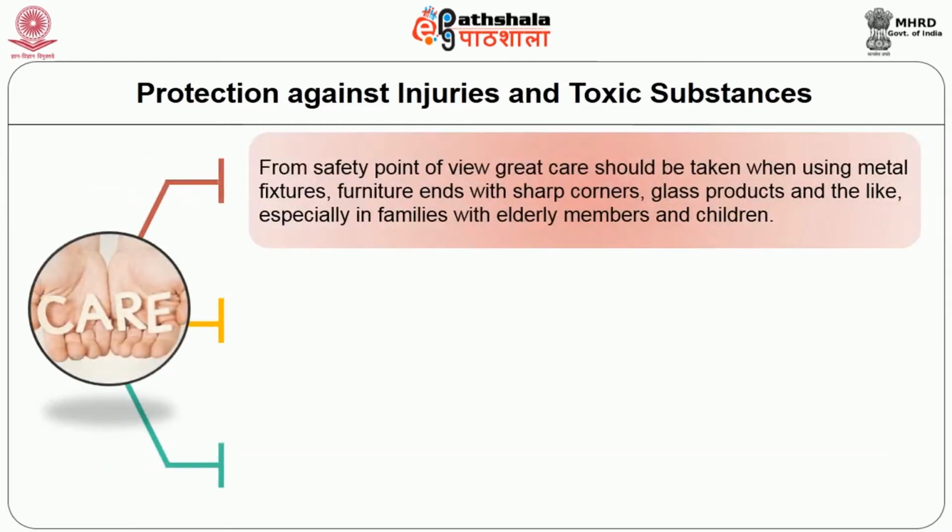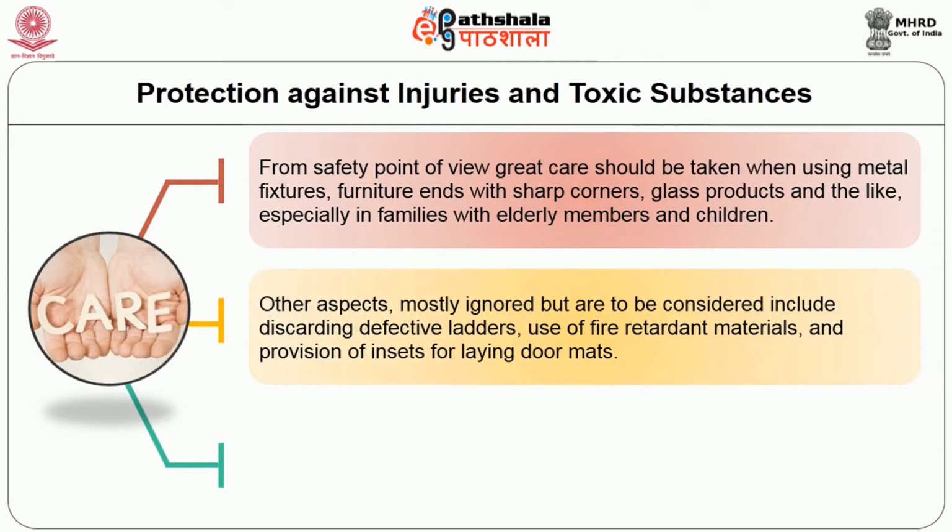From safety point of view, great care should be taken when using metal furniture and corners, fixtures, furniture ends with sharp corners, glass products and the like, especially in families with elderly members and children. Other aspects mostly ignored but are to be considered include discarding defective ladders, use of fire retardant materials and provision of insects for laying doormats.